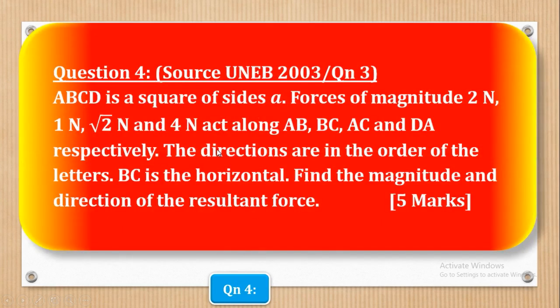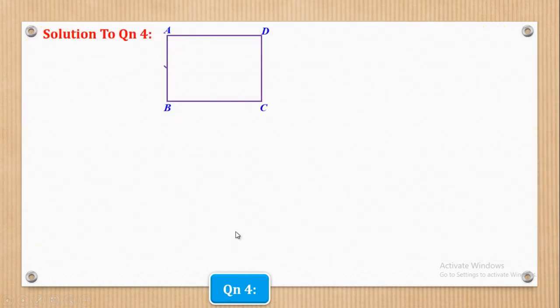Now that we have made a sketch of the square, we have to feed in the forces. They told us the directions of the forces are in the order of the letters, implying the 2 Newton force is in the direction A, B. So we shall come on AB and draw our 2 Newton force.